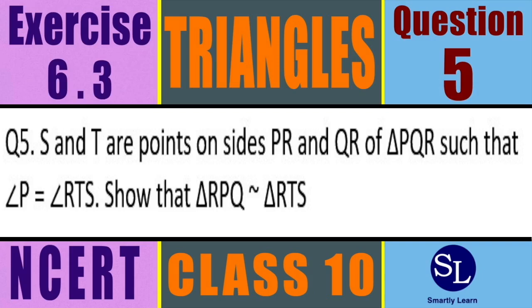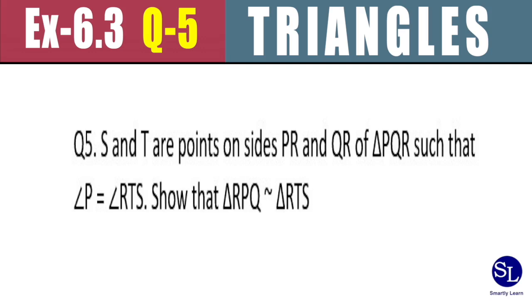In this video, let's see how to solve the fifth question in exercise 6.3. S and T are points on sides PR and QR of triangle PQR such that angle P is equal to angle RTS. Show that triangle RPQ is similar to triangle RTS.